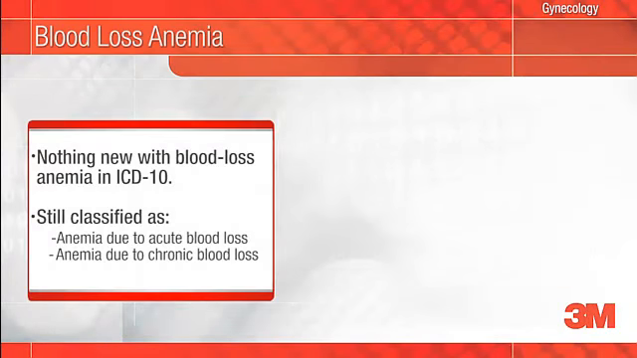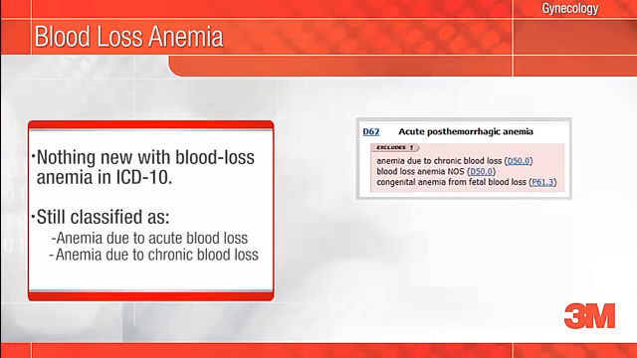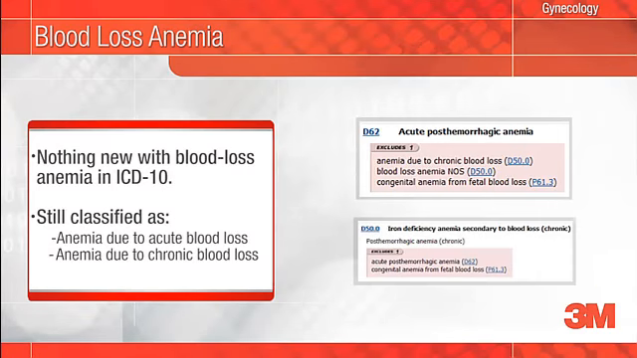There's nothing new with blood loss anemia in ICD-10. It is still classified as anemia due to acute or chronic blood loss. There is, however, an opportunity for improvement in documenting this diagnosis. If the anemia is due to blood loss, you need to be certain you indicate the cause and effect in your documentation.